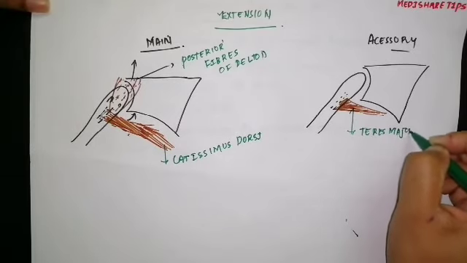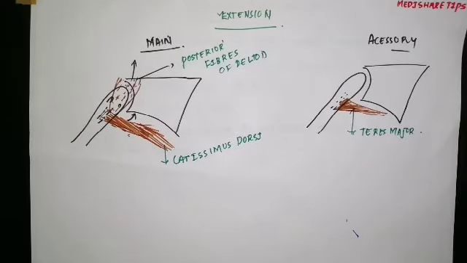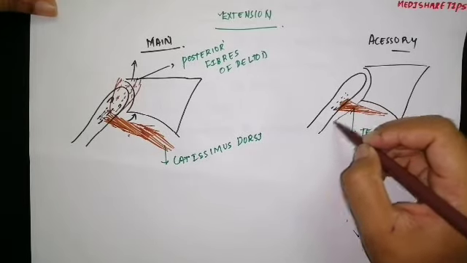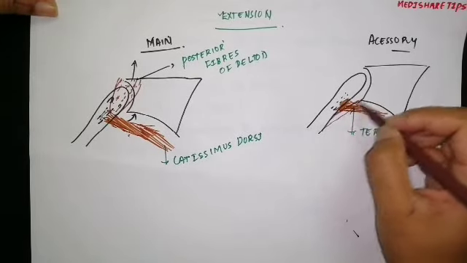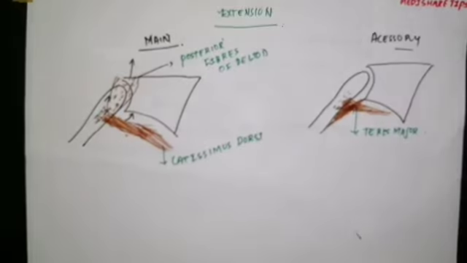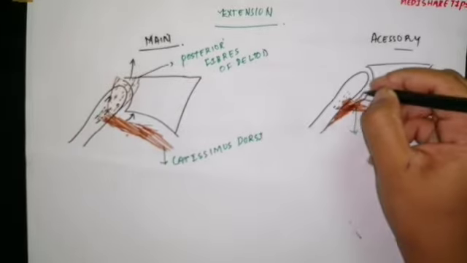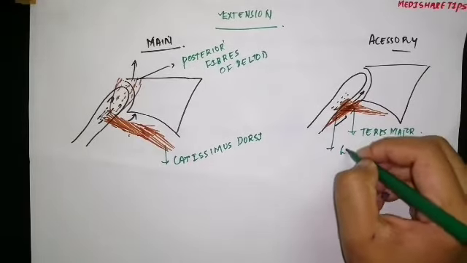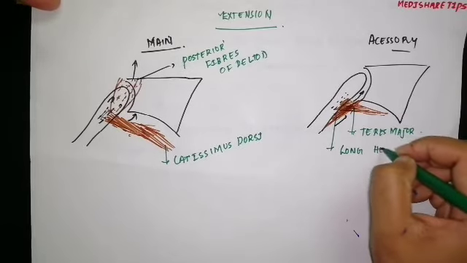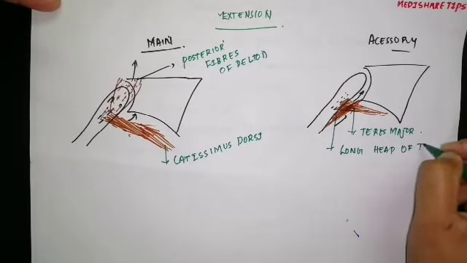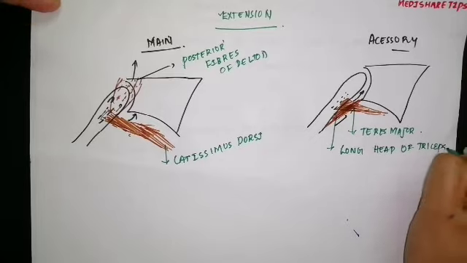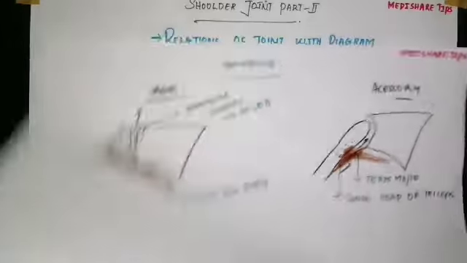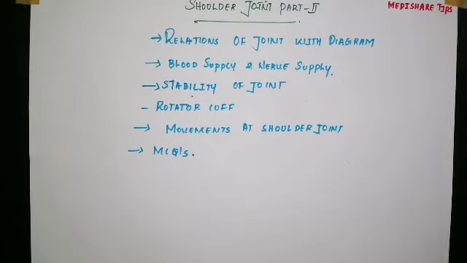Which other muscle is inserted posteriorly? That is the long head of triceps, which originates on the infraglenoid tubercle and gets inserted on the posterior aspect of the humerus. That is long head of triceps. So now we will discuss adduction.